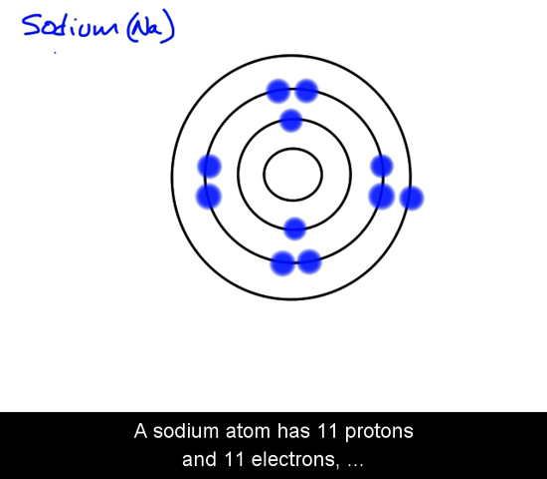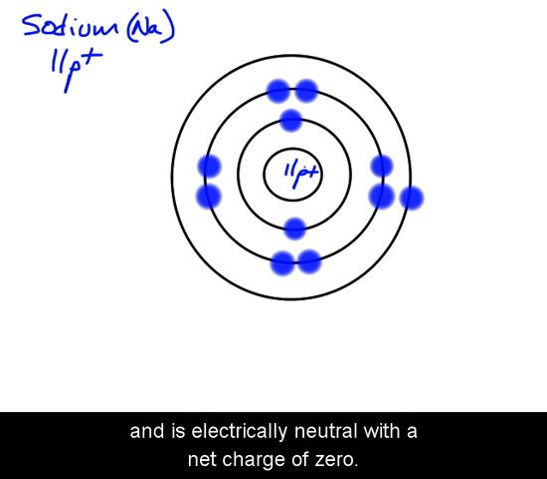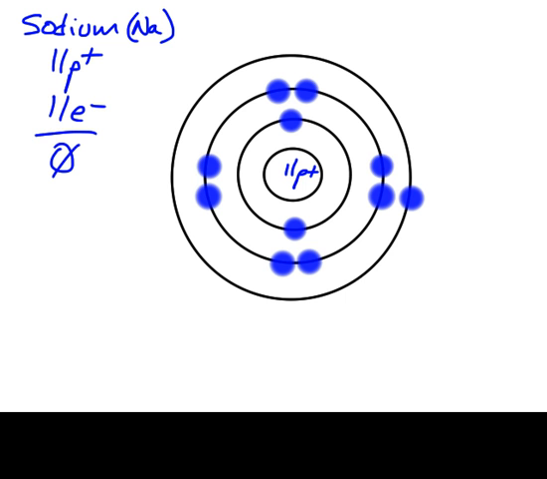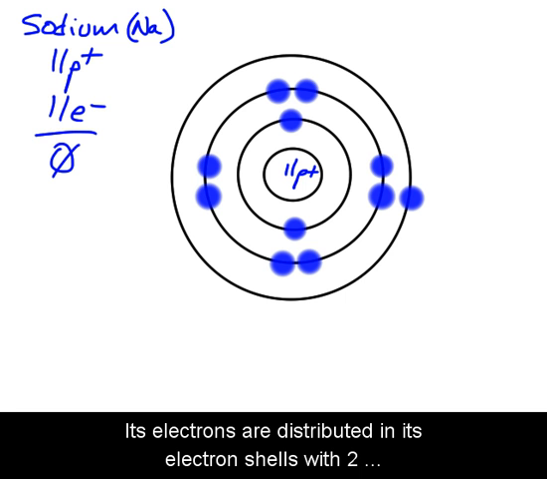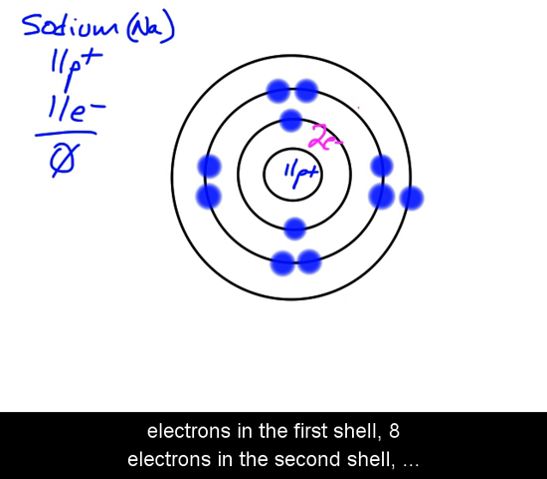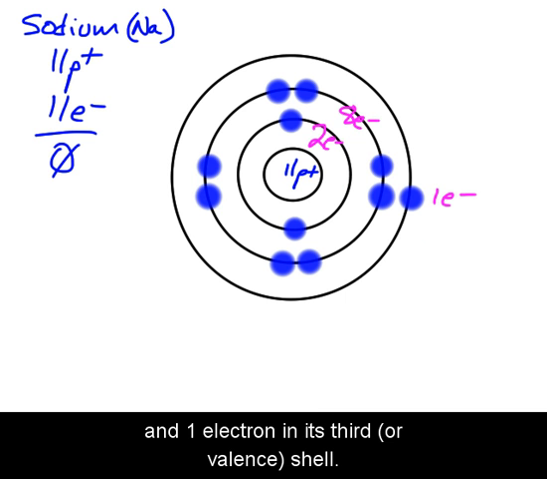A sodium atom has 11 protons and 11 electrons, and is electrically neutral with a net charge of 0. Its electrons are distributed in its electron shells, with 2 electrons in the first shell, 8 electrons in the second shell, and 1 electron in its third, or valence shell.